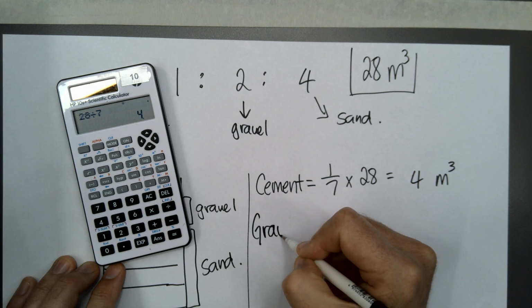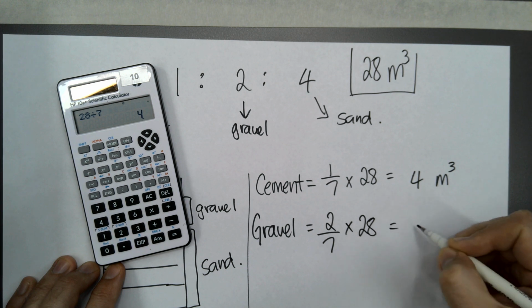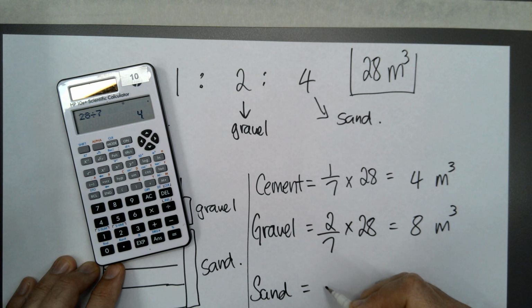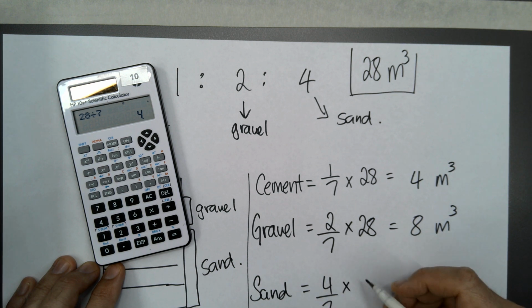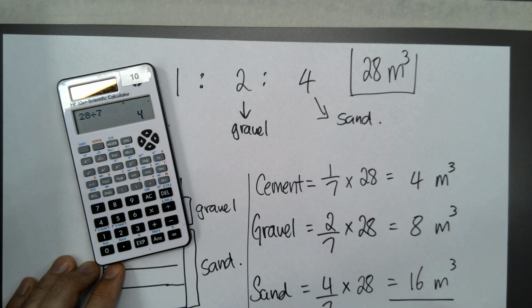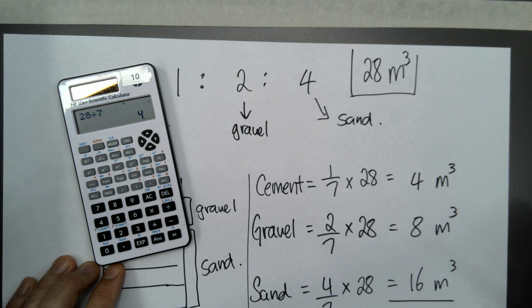The gravel, that's going to be 8 cubic meters. And then the sand is going to be 4 over 7. Okay, so 4 times 28 divided by 7, or you could just multiply this one by 4. It'd be 16 cubic meters. And here is a check. If you add it all up, I should get 28. Okay, 4 plus 8 is 12. 12 plus 16 is 28 cubic meters.